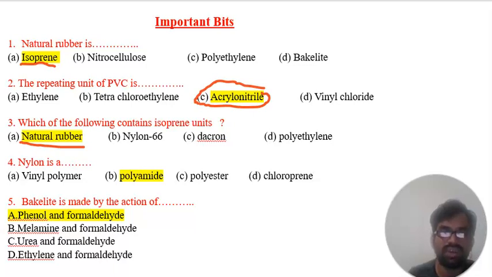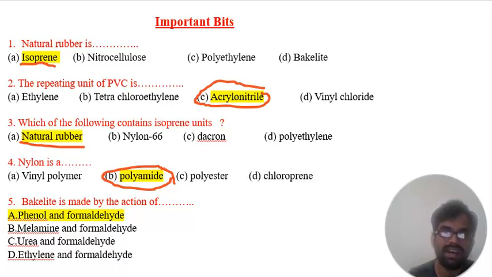Now you can see the fourth bit, nylon is dash. Here are the four options: vinyl polymer, polyamides, polyester and chloroprene. So polyamide is the right answer, as nylon is one of the polyamides.